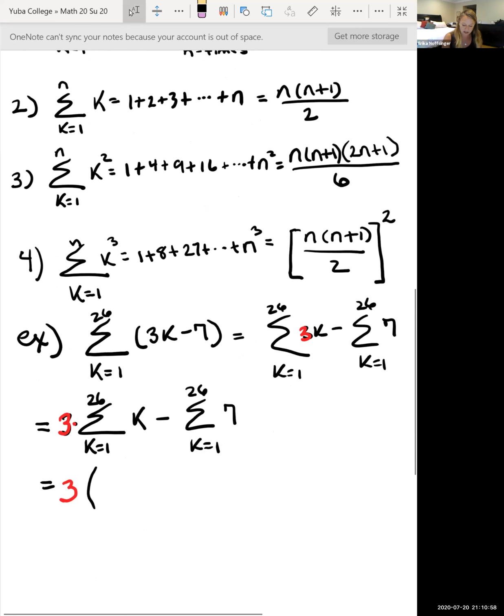So my n value again is 26. So 26 times my n value plus 1. So 26 plus 1 is 27, all over 2. Minus, well, if I look at the summation of a constant, it's just that constant times how many we're summing, which is 26. So minus 7 times 26, or 26 times 7, it doesn't matter.